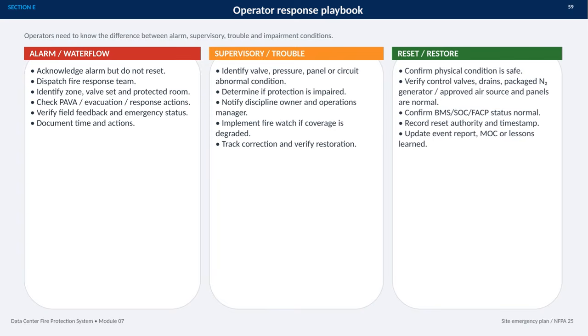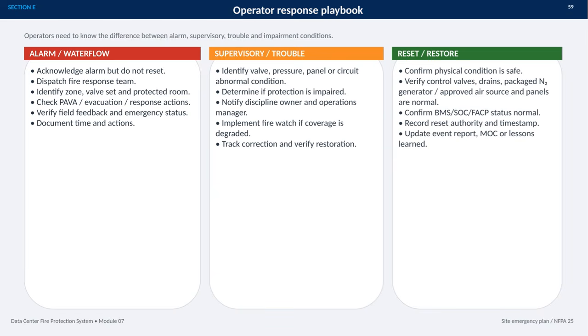The operator should acknowledge the alarm, dispatch the fire response team, identify the affected zone, valve set, and protected room, and confirm the appropriate evacuation or response actions. Field feedback and emergency status should then be verified and documented.